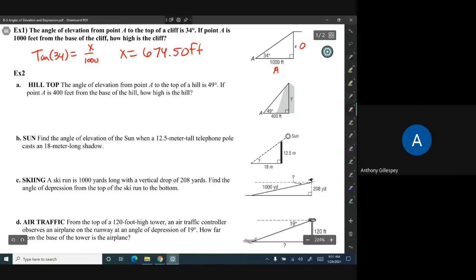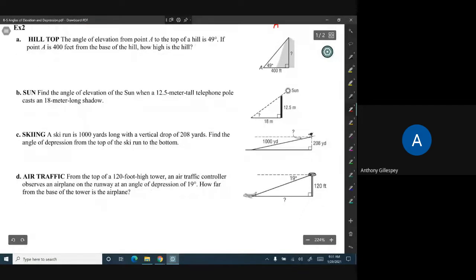Another one. I'm not going to do letter A. That's the same stuff. Letter B is interesting. If you already know how tall a telephone pole is, and you know how long the shadow of the pole is, you can find the angle of elevation of the sun. This is the angle of elevation from ground level. So what is this? Opposite and adjacent. So the tangent of something, x, is equal to 12.5 over 18.